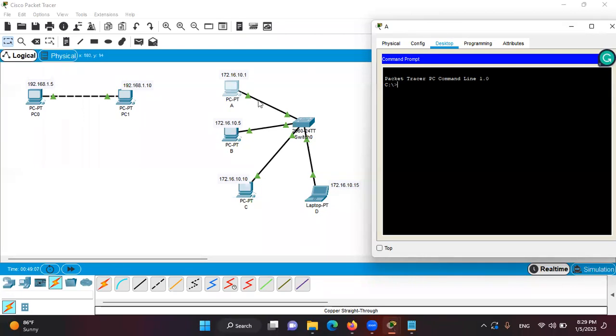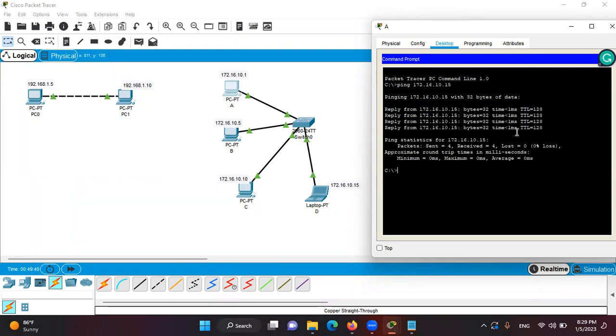So children, what I'm going to do is check the connectivity from A computer to D laptop. From A computer, I should take the command prompt, the command line interface, and type the ping command, so ping, space. Then I give the IP address of the laptop and press enter. You can see replies coming from that laptop. So that means the connectivity is there.